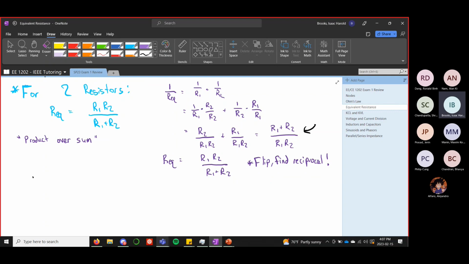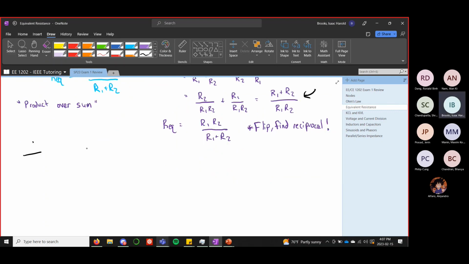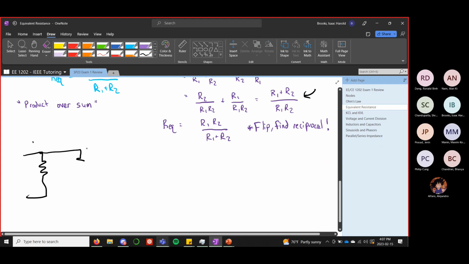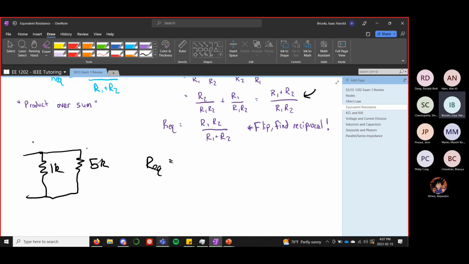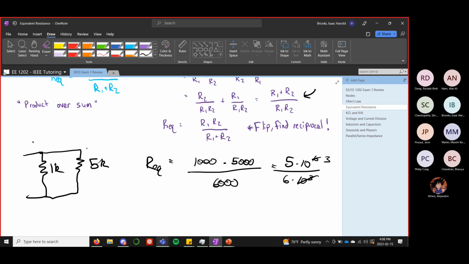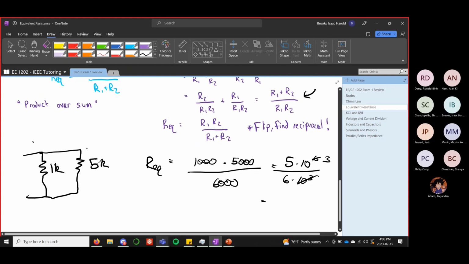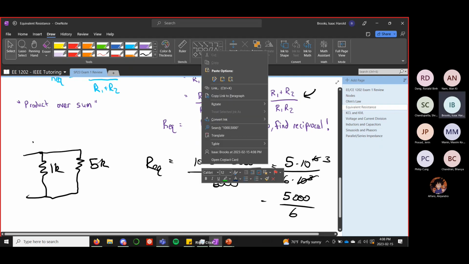So if you're given two resistors, let's say you have, this is a 1K and this is a 5K. You could do the equivalent resistance, these two in parallel, is 1,000 times 5,000 over 1,000 plus 5,000 is 6,000, which is 5 times 10 to the 6th over 6 times 10 to the 3. We can do some division. That's 1,000, that's 1,000, which is 5,000 over 6, which will simplify as some number.